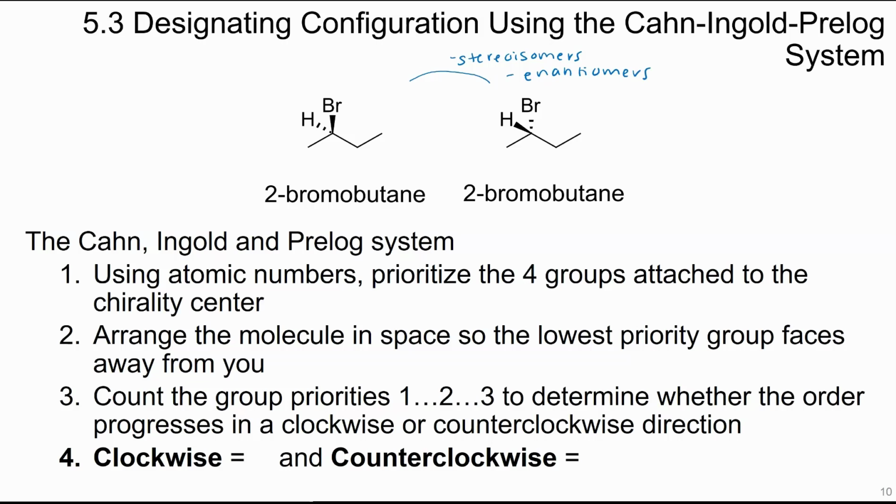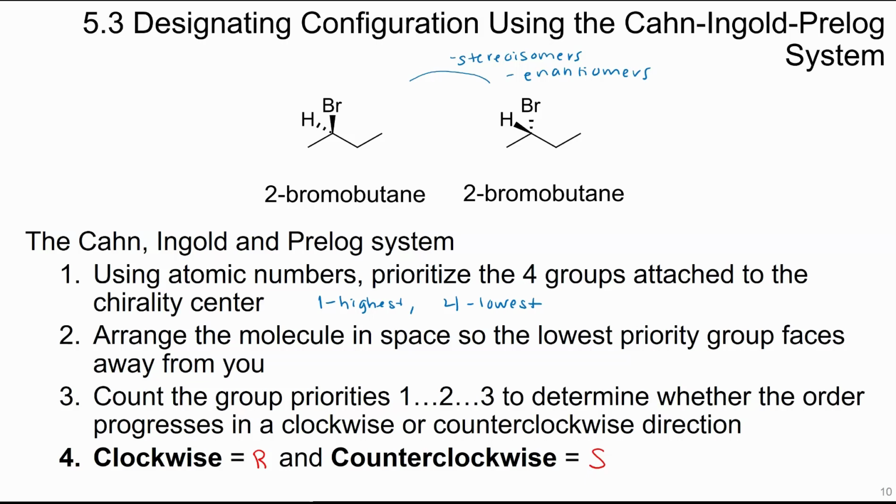So the Cahn-Ingold-Prelog system is used to identify the differences between the two, because even though they're enantiomers, we know that they're not identical, so they can't have identical names. We use atomic numbers to prioritize the 4 groups attached to the chirality center. So 1 goes to the highest, and 4 goes to the lowest. Then you arrange the molecule in space so that the lowest priority group faces away from you. Count the group priorities 1, 2, 3 to determine whether the order progresses in a clockwise or a counterclockwise direction. For clockwise, you get R, and for counterclockwise, it is S.